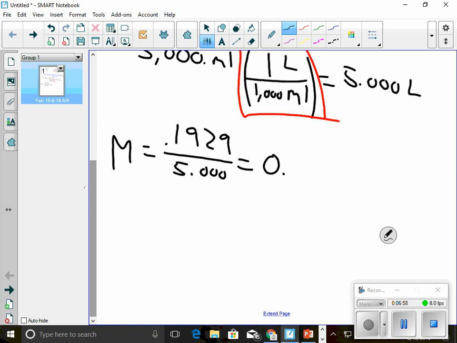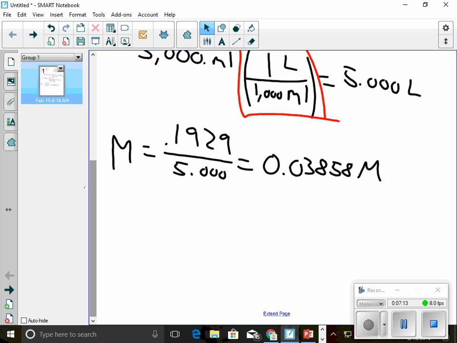Anybody? Go, Belle. 0.03858. The unit for molarity is a capital M. She was correct as well when she gave you the number of significant digits.